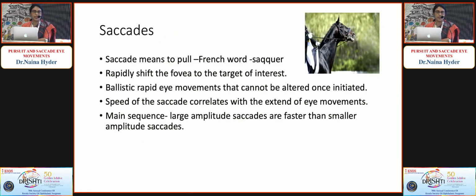So coming to saccades. Saccade means to pull. It's a French word, saquer. That is, it is a rapid pull, like on the reins of the horse you pull, and you can rapidly shift the fovea to the target of interest. It's described as a ballistic rapid eye movement that cannot be altered once initiated, and the speed of the saccade correlates with the extent of eye movements.